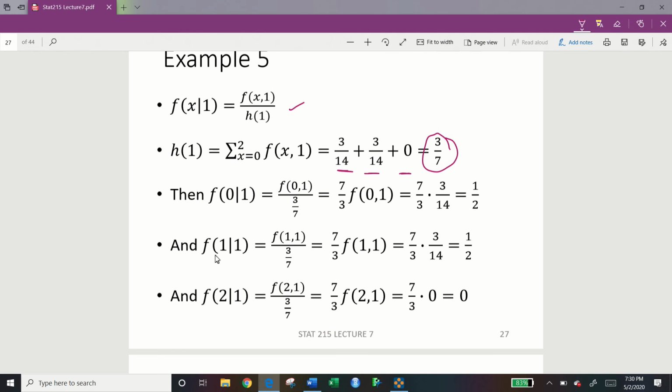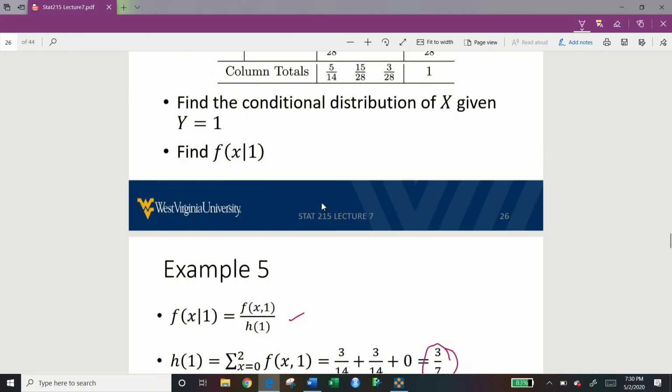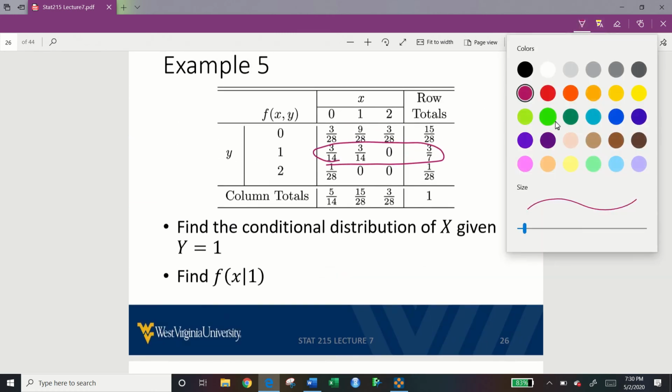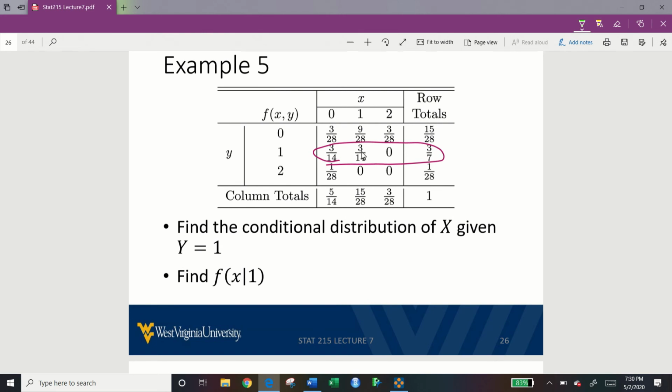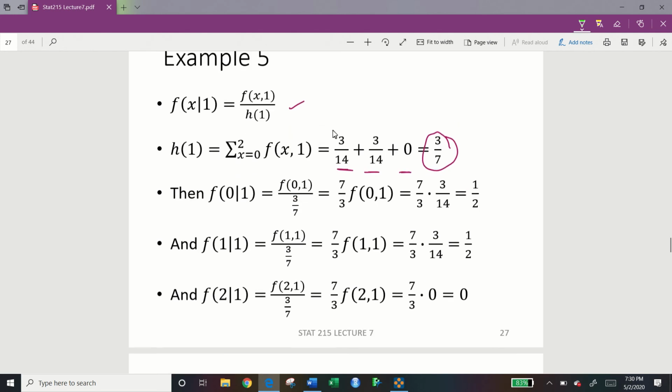Now let's take a look at the next part. So that means for f(0 | 1), we will have f(0, 1) over our marginal distribution of 3 sevenths, which would equal 7/3 multiplied by f(0, 1). If we scroll up, f(0, 1) we can see is 3 fourteenths. So 7/3 times 3 fourteenths gives us 1/2.